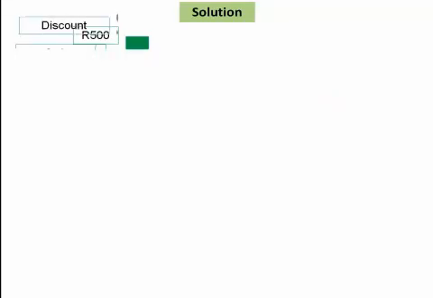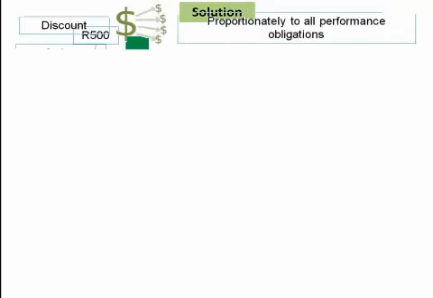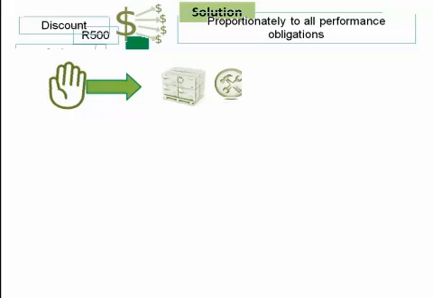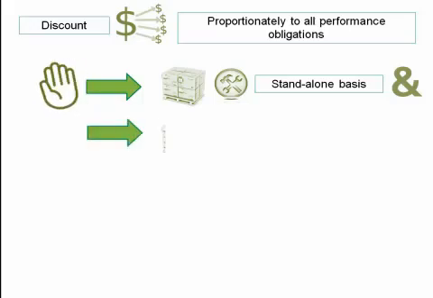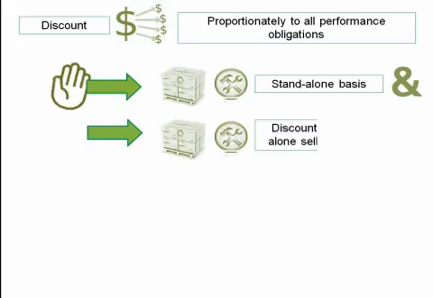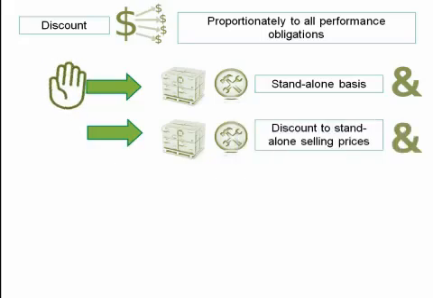An entity shall allocate a discount proportionately to all performance obligations in the contract, except if the following criteria are met. The entity regularly sells each distinct good or service or each bundle of distinct good or services in the contract on a standalone basis. The entity also regularly sells on a standalone basis a bundle or bundles of some of those distinct goods or services at a discount to the standalone selling prices of the goods or services in each bundle.